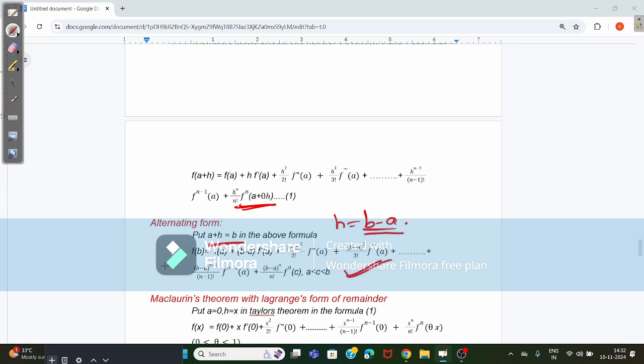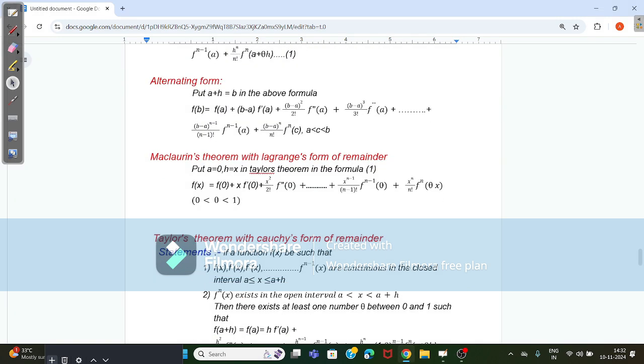Okay, now comes the Maclaurin series with the Lagrange's form of remainder. Now in the place of a, put the value 0, and in the place of h, put the value x in the above formula. So f of x is equal to f of 0 plus x into f dash of 0 plus x square by 2 factorial f double dash of 0 and so on. This is the Maclaurin form of remainder.